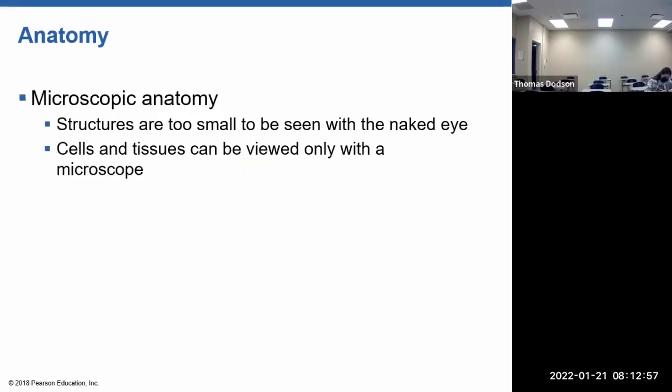And I said there is microscopic anatomy, structures that are too small to be seen with the naked eye and would not have been known when anatomy was first developing as a study. And so this is cells and tissues that can only be seen with the microscope.